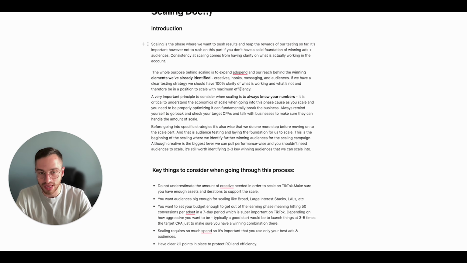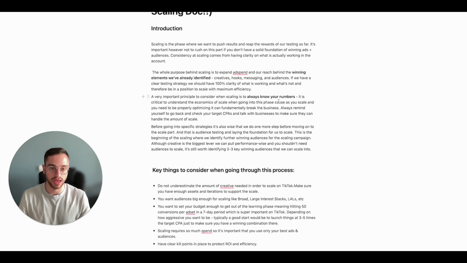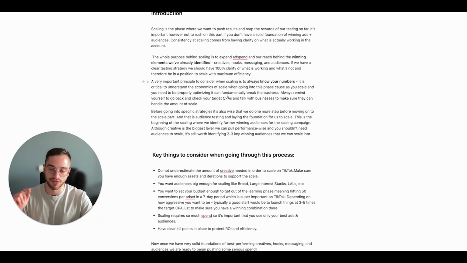The whole purpose behind scale is to expand ad spend and reach behind the winning elements that we've already identified: hooks, messaging, audiences. If you have this right, you're going to scale with maximum efficiency. If you don't, it's a very bad idea, because you're going to waste a lot of money. So here is an important principle to consider, and it's one of the first and most important things. I know it's a bit boring, but it's super important.